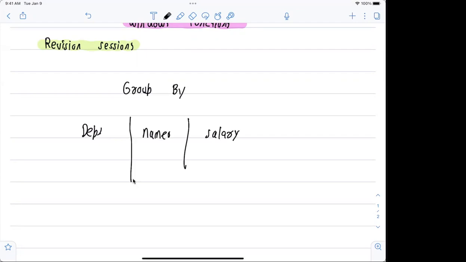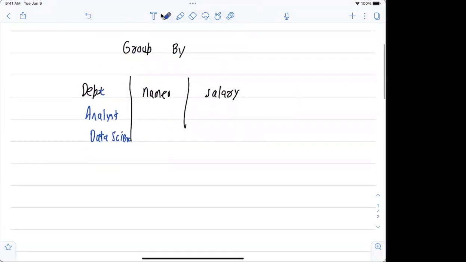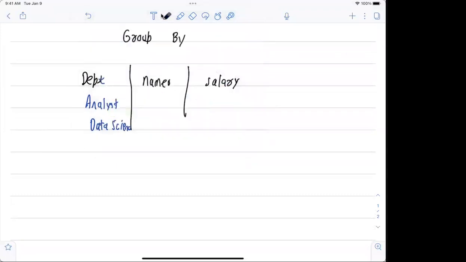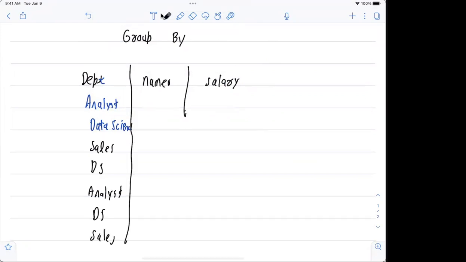Now, in this case, irrespective of name, if I have some departments given, for example, the first department is analyst department. The second is, let's say, a data science department. Let me write this as a shortcut, DS, going further. Similarly, I may have other departments as well, for example, a sales department. Again, a data science department, an analyst department, a data science department, and a sales department. Let's say I have all this data with me.